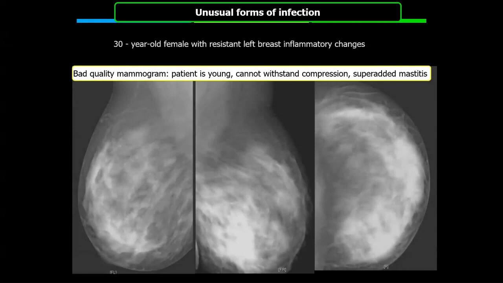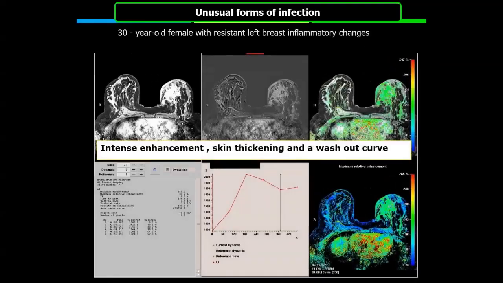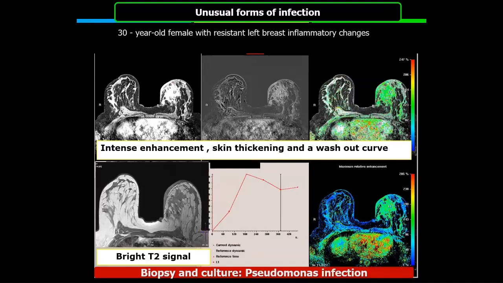This was another case, one of the cases that I showed you at the beginning of my lecture. She's a young female. This is a bad quality mammogram because the patient was young. She could not withstand compression with superadded mastitis. This was her MRI examination, and there was regional non-mass enhancement and a type 3 curve. But looking back at the T2 signal of the same area, it was an intermediate to bright signal, and usually this signal indicates more of a benign than a malignant pathology. And actually, a biopsy was taken, and it was simply Pseudomonas infection of the breast.